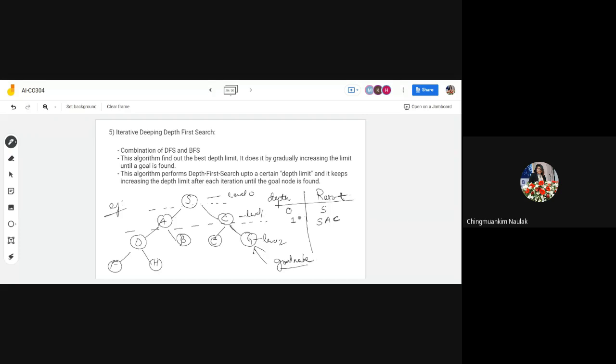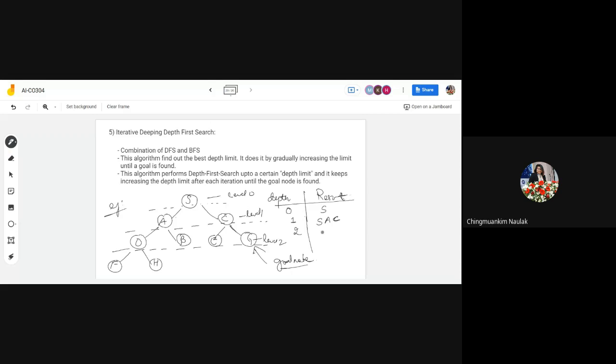Till here you have not reached the goal node, so you're going to increase the limit. It says in the second point that this algorithm finds out the best depth limit by gradually increasing the limit until a goal is found. So until you find the goal, you are going to increase the level. Till level 1, you don't find the goal node, so you're going to increment the level by 1. 1 plus 1 is 2, and at level 2, you're going to explore till here.